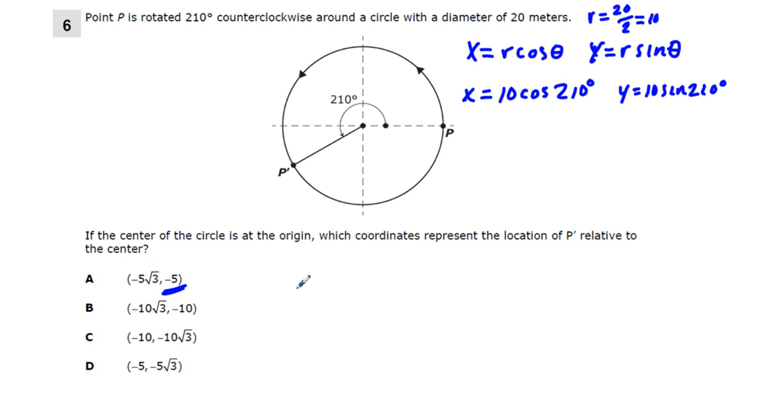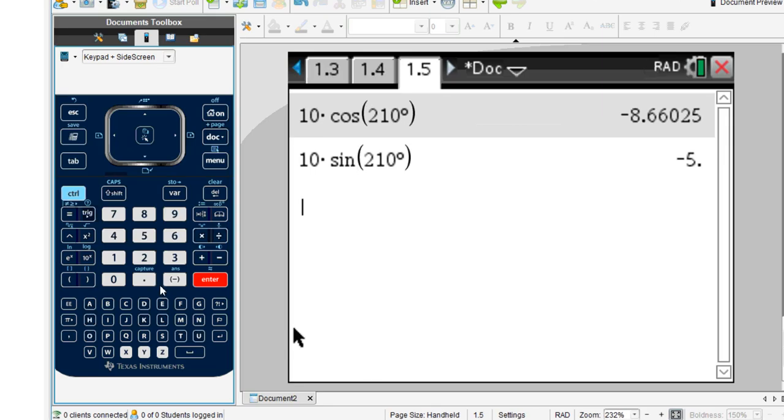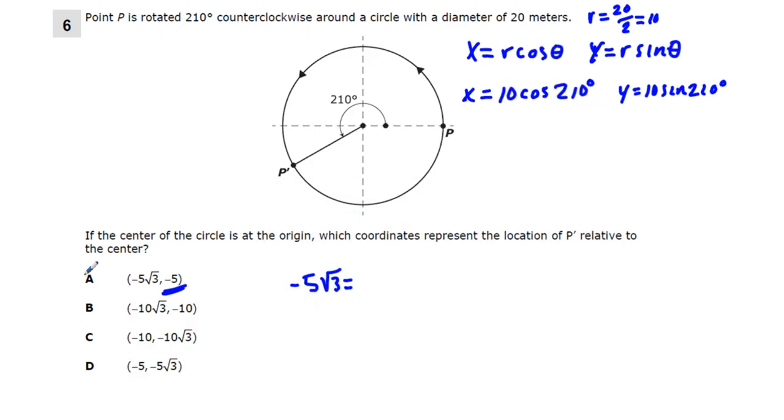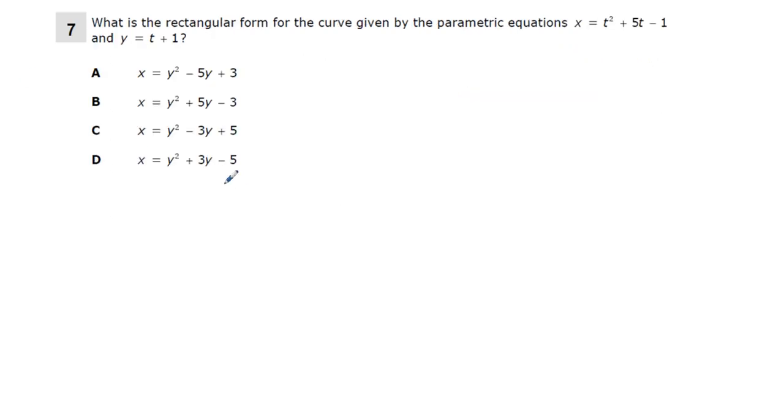Now this other one here, if we take negative 5 times square root of 3, what do you bet we're going to get negative 8.66? Negative 8.66. Answer choice A. Number 6 is A. Should have been a very easy problem. To me, much easier than 3, the one that was like that.